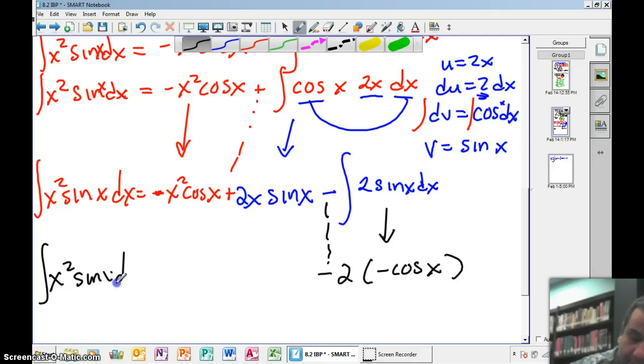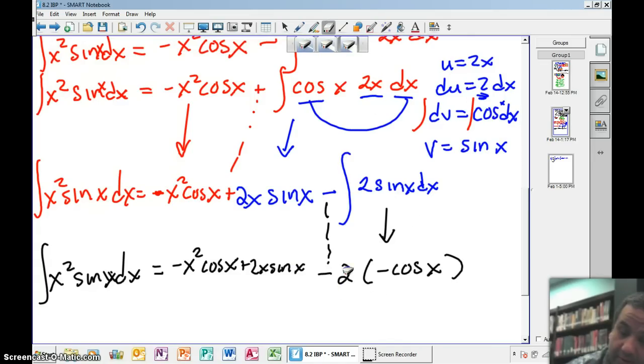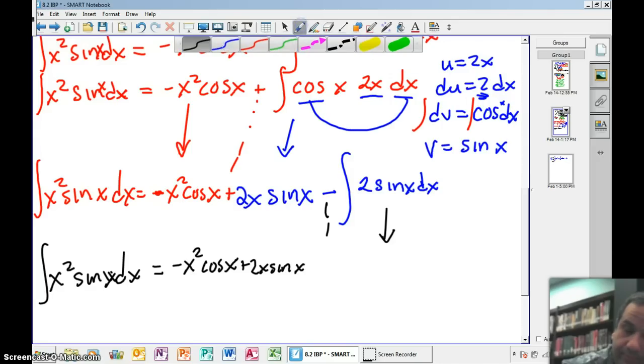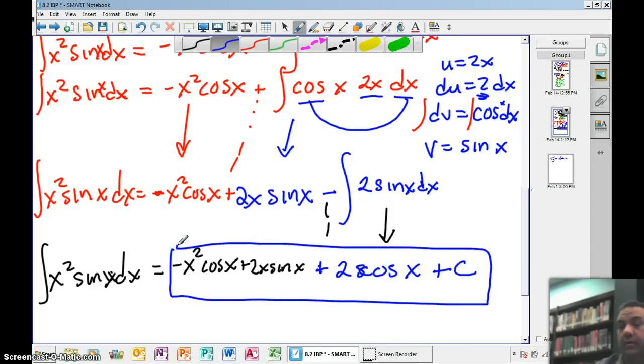That's what that is. So it's going to be this, which is my original integral, equals negative x squared cosine x plus 2x sine x minus, this is actually going to be a plus. I'm going to make this guy red. Don't blink at all. This is going to be plus 2 cosine x plus c. This turns out to be my answer. So we had to do it twice. That's the big deal about this one. We went through it twice.